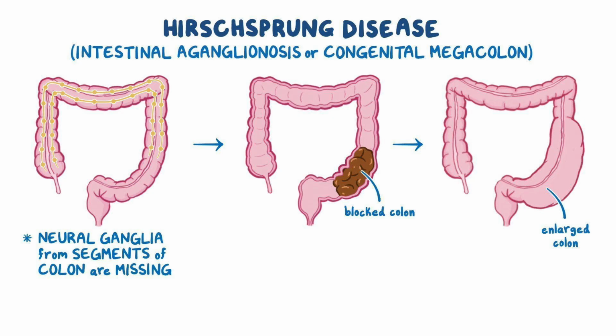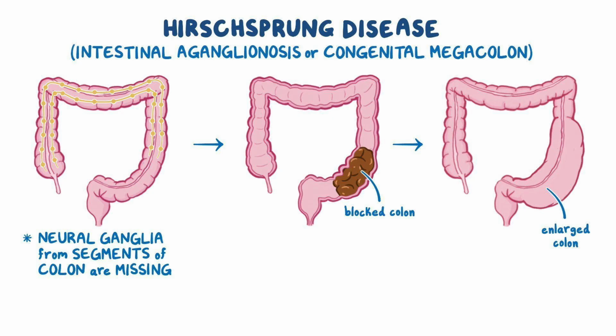Aganglionosis. And just like we saw with achalasia in the esophagus, where the lack of inhibitory neurons meant the lower sphincter couldn't relax, the exact same physiological principle applies here. The lack of ganglia in the distal colon means the smooth muscle loses its ability to relax. Without those inhibitory signals, the smooth muscle of the aganglionic segment is stuck in a state of permanent high-tone contraction.